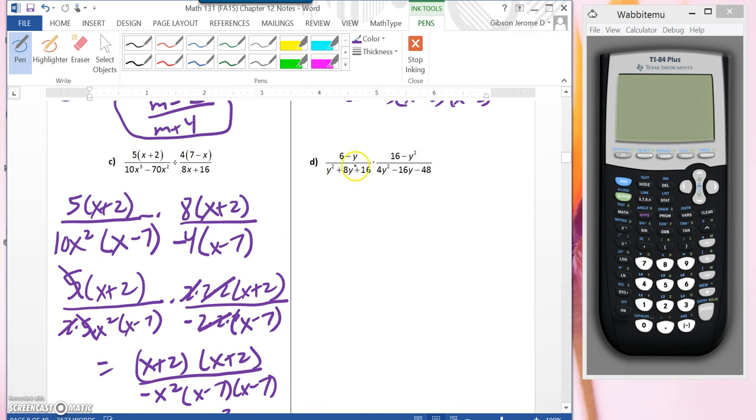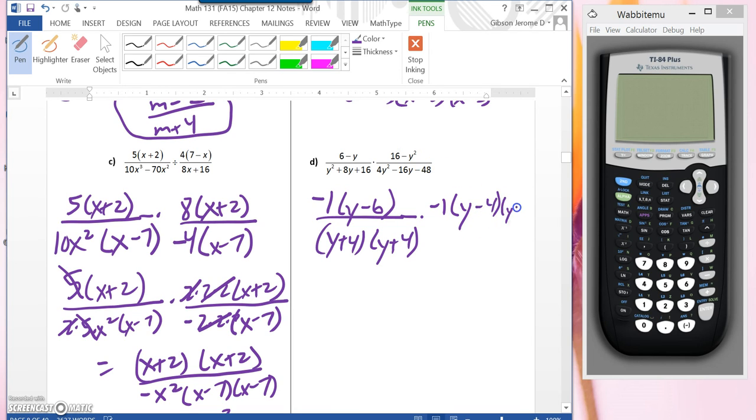Now we go here to D. Now, just like we did in the previous problem, this 6 minus y, we'll factor out a negative 1, and that will give us y minus 6. Now in our denominator, this y squared plus 8y plus 16 is the same as y plus 4 times y plus 4. This is multiplied. We can factor out a negative 1, and this will end up being a difference of 2 squared, so we have y minus 4 and y plus 4.